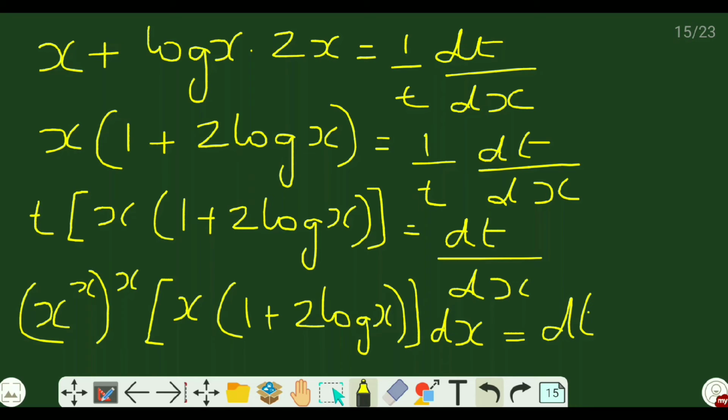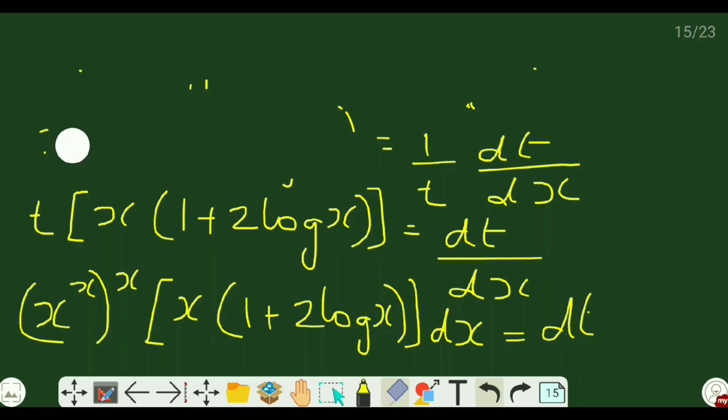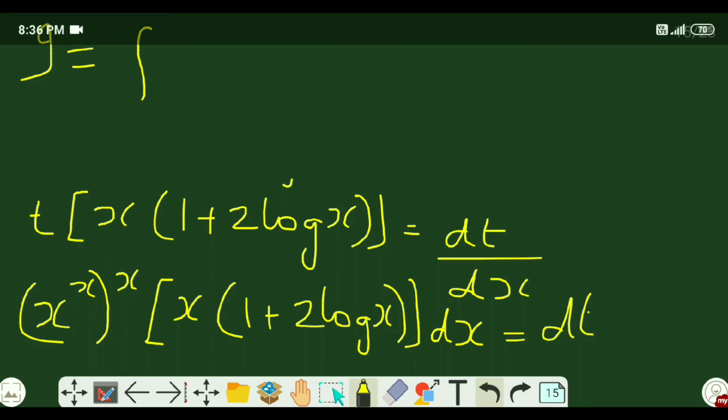Now, if you observe the question, the whole question is this much only, that is x raised to x the whole raised to x into x into 1 plus 2 log x dx. This is the entire question. So the entire question becomes dt, and our integral becomes simply the integral of dt. Therefore I is equal to the integral of dt.